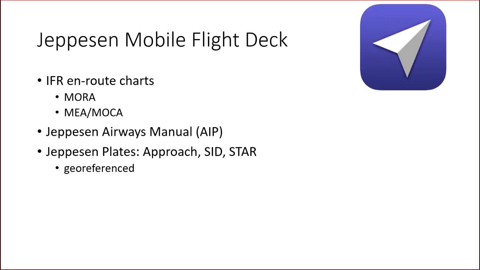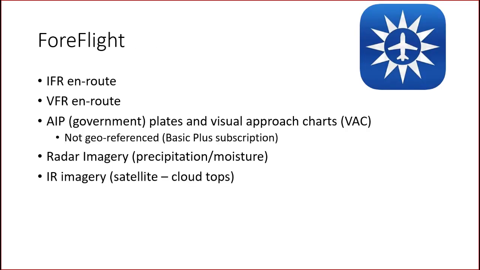In flight, I use Jeppesen Mobile Flight Deck. So I use it for the IFR en route charts, the Jeppesen Airways manual, if I ever need to look up anything in there. The Jeppesen plates, of course, so the approach plates, departures, arrivals, and those Jeppesen plates are all georeferenced. I recently started also to use ForeFlight.